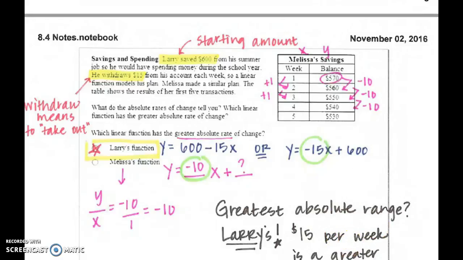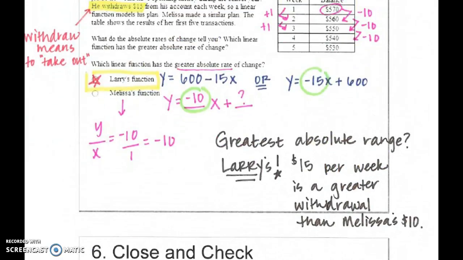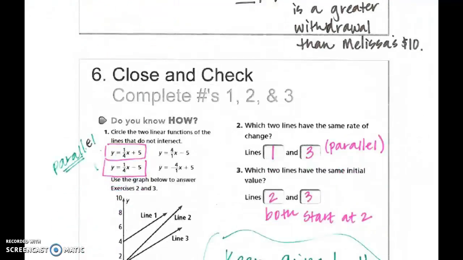$15 per week is greater than Melissa's $10 per week withdrawal. So Larry's function has the greater rate of change. His line is going to be steeper, even though it's negative, because 15 is larger than 10. That's what they mean by the absolute rate of change.